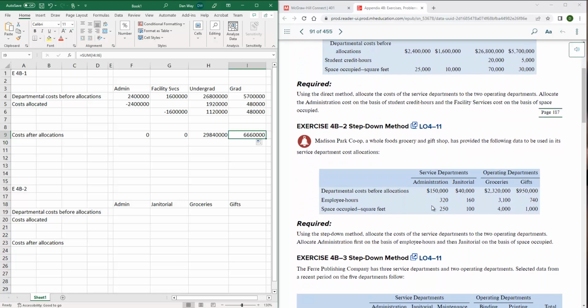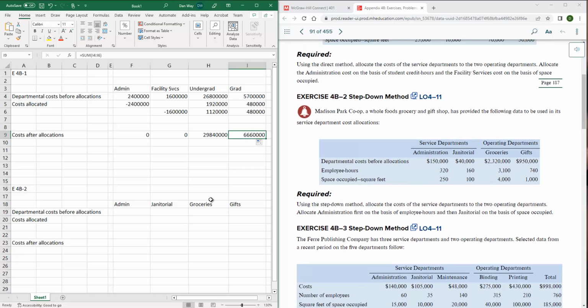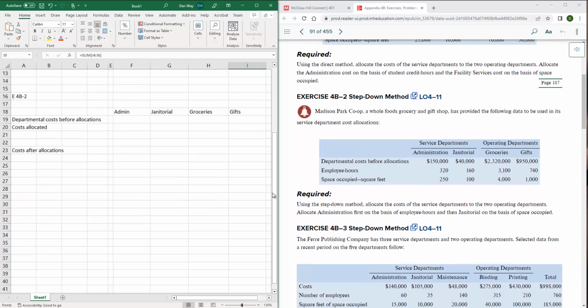So 4B-2 has the step-down method, so I'll just scroll it so we're focused on just one thing at a time here. And that one said Madison Park Co-op, a Whole Foods grocery and gift shop, has provided the following data to be used in its service department cost allocations. So we've got two service departments again, administration and janitorial, and then two operating departments, groceries and gifts. We know the departmental costs before allocations again. We know employee hours, and then space occupied in terms of square footage.